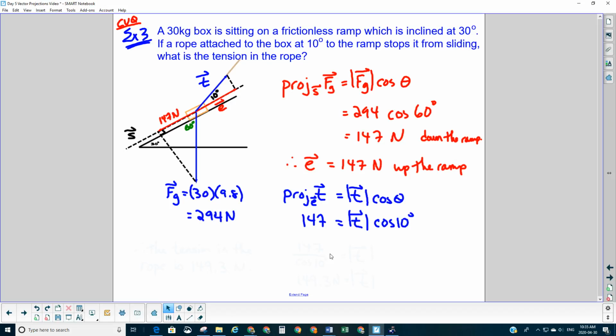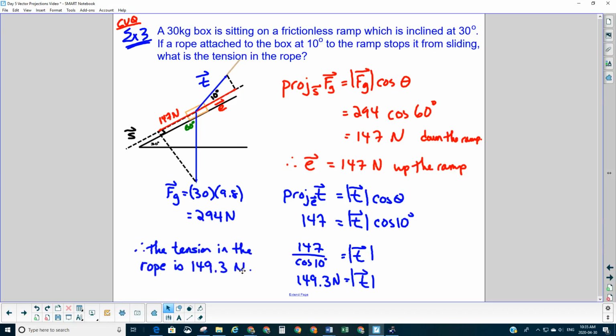It's being multiplied by cos 10, so I'm going to divide by cos 10, punch that in my calculator, and I get 149.3 newtons of force is necessary in that rope, obviously a little bit bigger, and this will produce 147 up the ramp, which will match the slide down the ramp, and the box will stay still. So the tension in the rope is 149.3 newtons. You can imagine if this rope had been at a worse angle, at something like 45 degrees, we would need a lot more tension because it's an inefficient way to hold the rope. And this number would have been bigger.